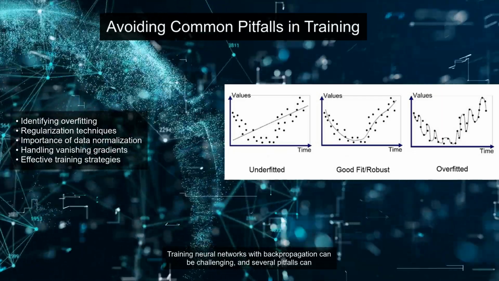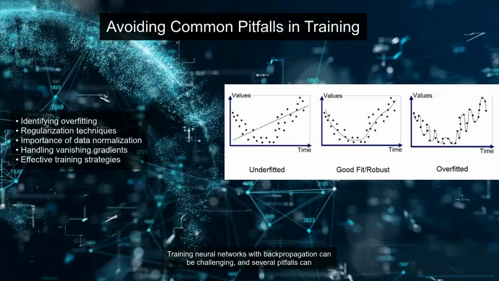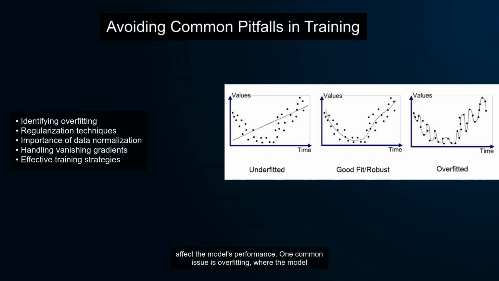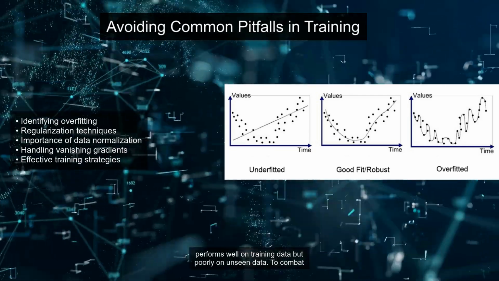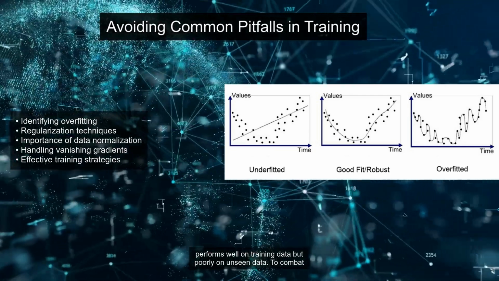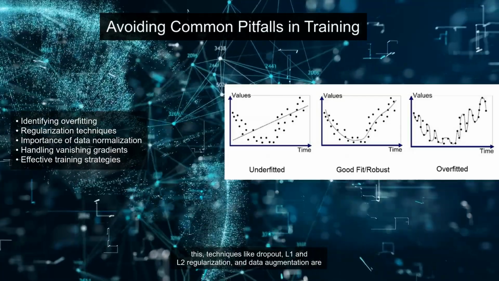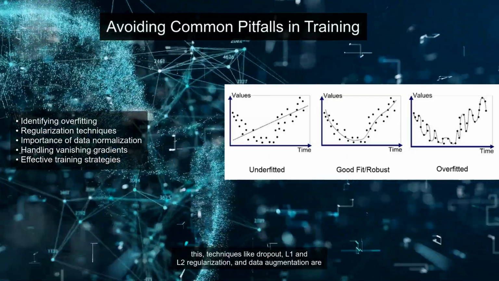Training neural networks with backpropagation can be challenging, and several pitfalls can affect the model's performance. One common issue is overfitting, where the model performs well on training data but poorly on unseen data. To combat this, techniques like dropout, L1 and L2 regularization, and data augmentation are employed.